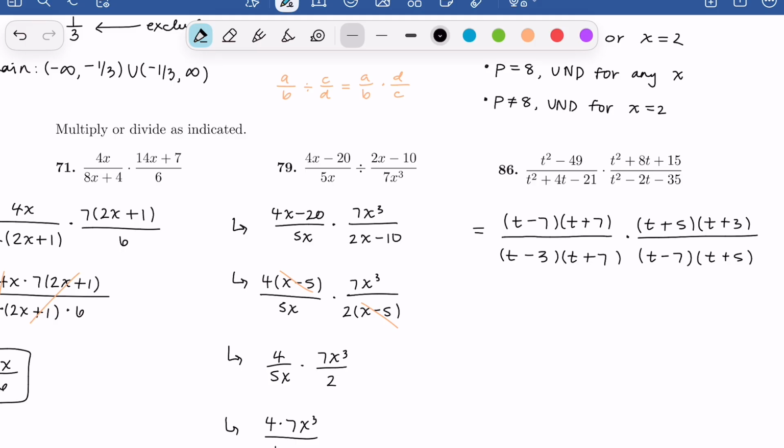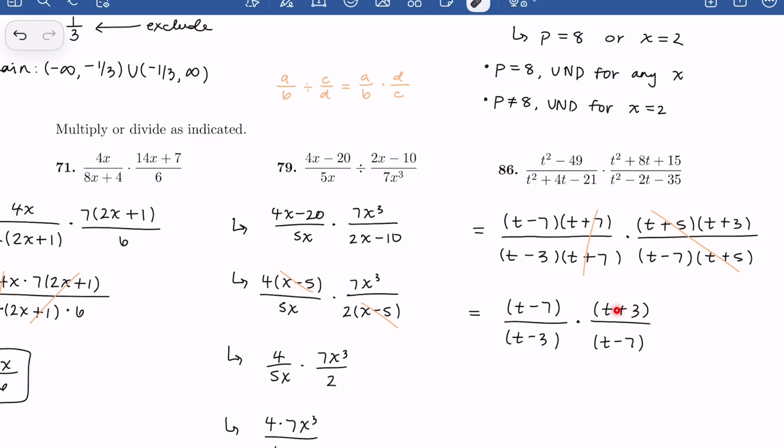All right, so now we can go ahead and start canceling things. Notice we have a t plus 7 in the numerator and the denominator of our first expression. And we also have a t plus 5 in the numerator and denominator of our second. So let's go ahead and see what we have left. We're going to have a t minus 7 in the numerator and a t minus 3 in the denominator times t plus 3 over t minus 7.